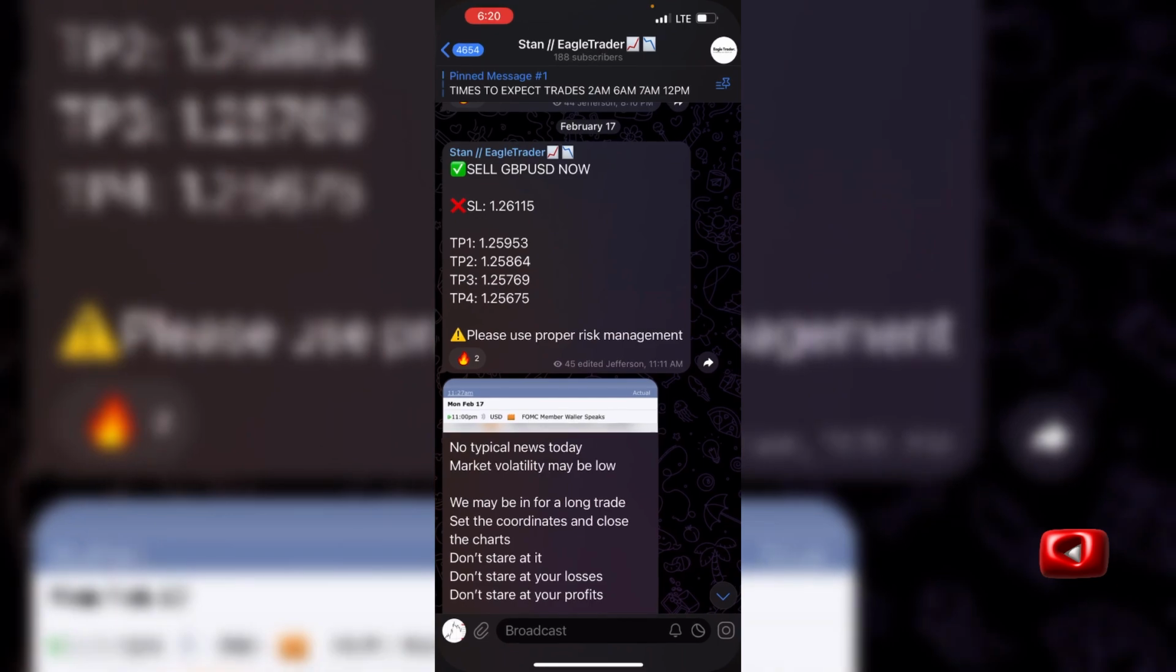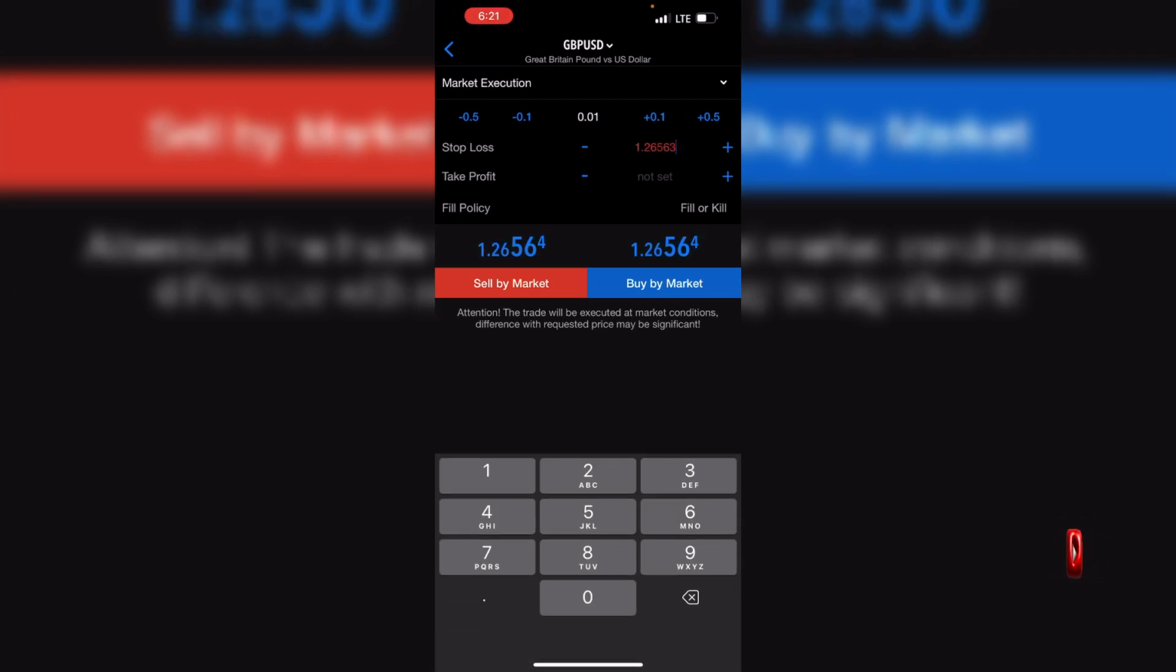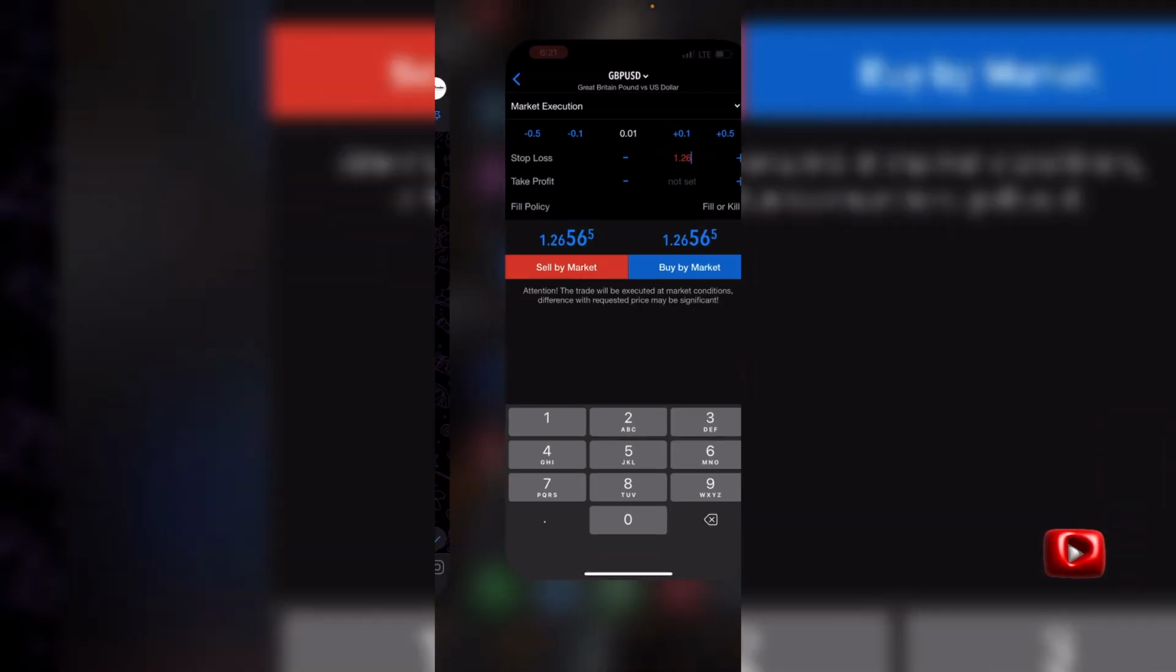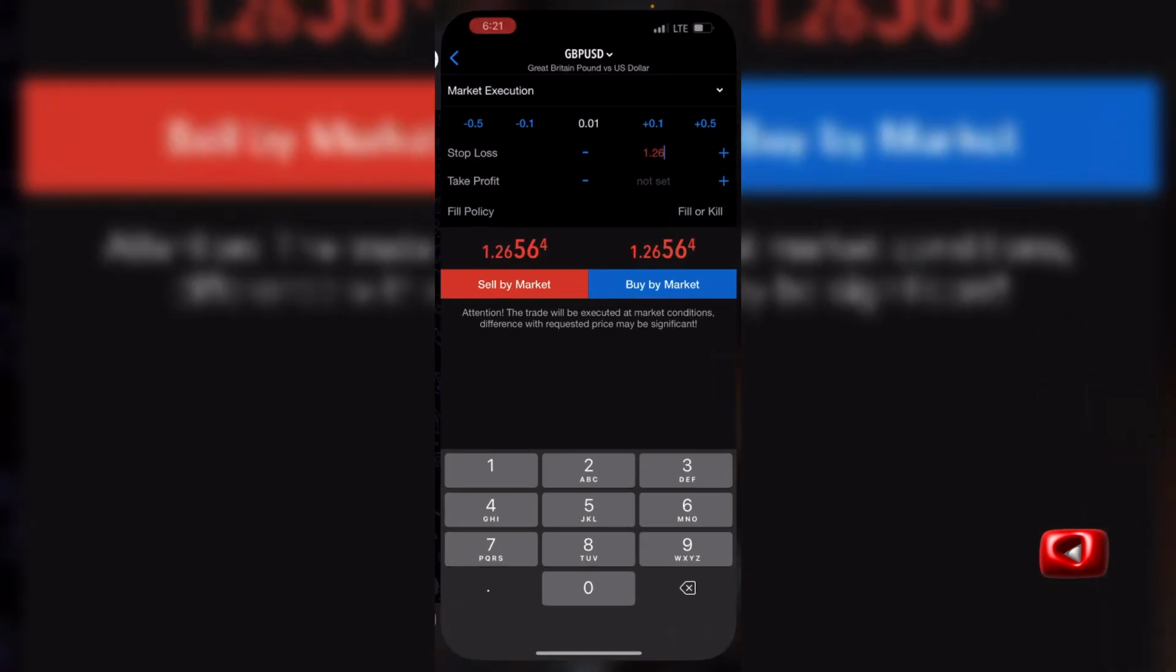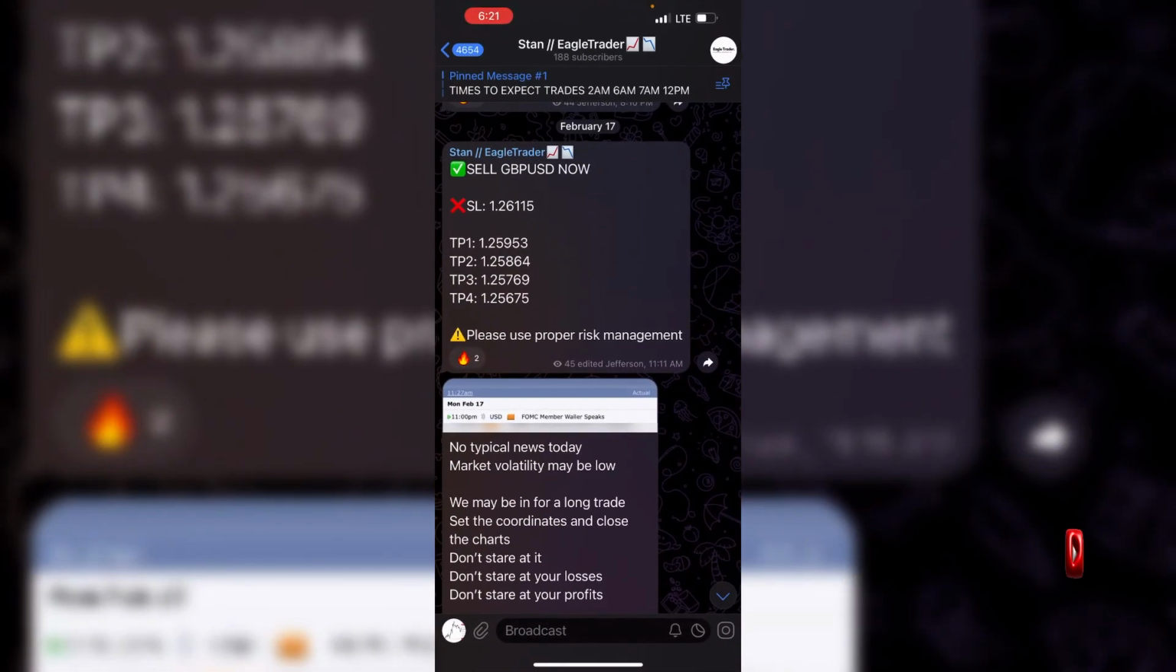Then the next thing that we said is set your stop loss and take profits. So what was the stop loss? The stop loss was 1.26115. Now this trade is already gone, so we might not be able to set the stop loss, but this is where you're going to do it. 1.26115. Okay, set take profits. We would have entered that, which was 1.